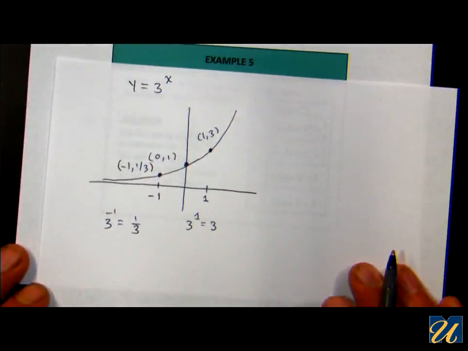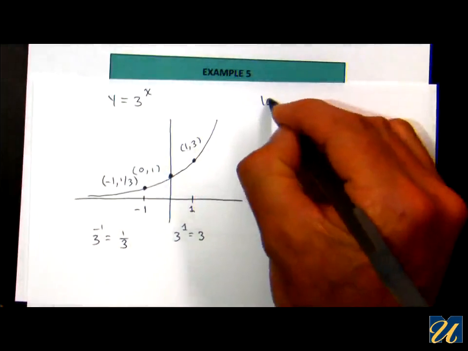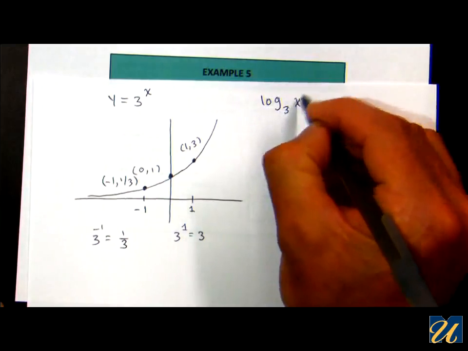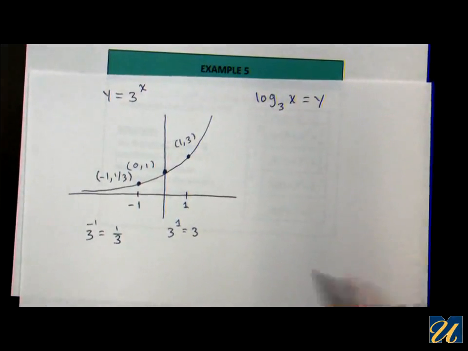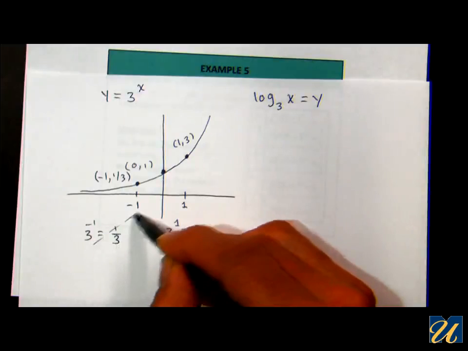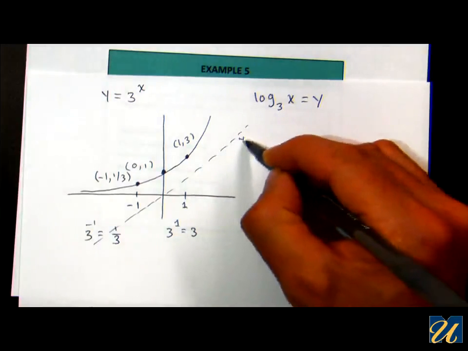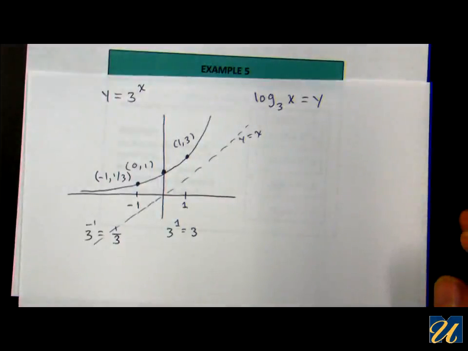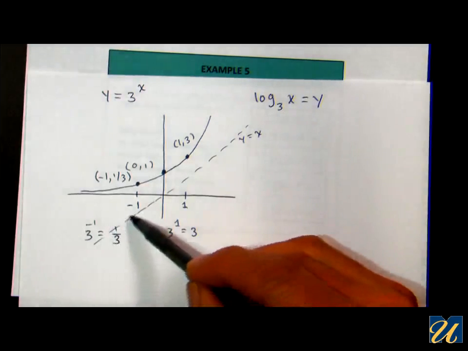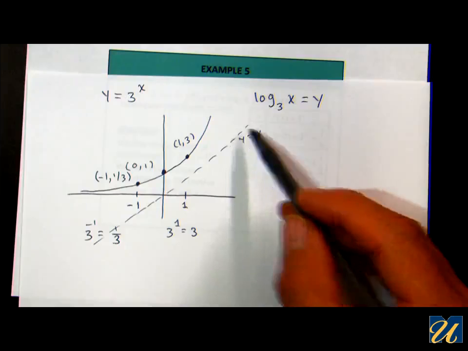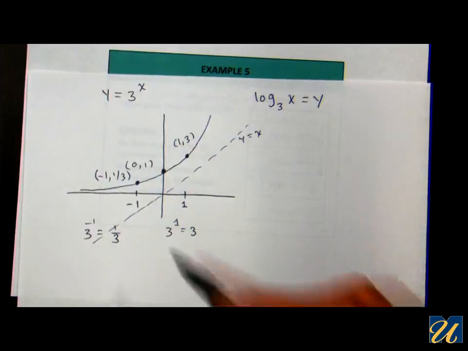Now, since y equals 3 to the x and log base 3 of x are inverse functions, we know that inverse functions are reflections, mirror images, about the line y equals x. So we have to fold the paper right across the dotted line, and its mirror image will appear over here. Or we could simply reverse the coordinates.